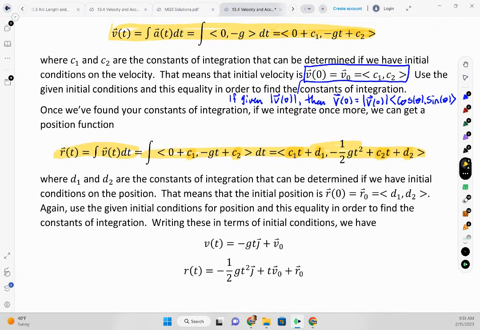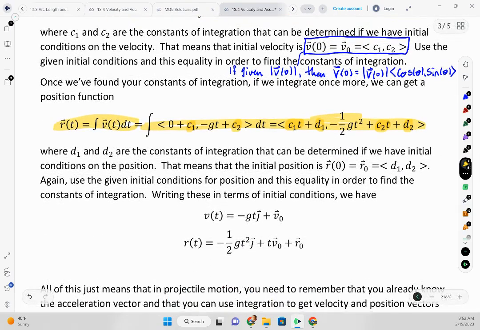Now, we would have our initial position given to us, and we don't usually have to worry about there just being a magnitude of position. Typically, we know what our position is, and then we can go ahead and put this all in here.